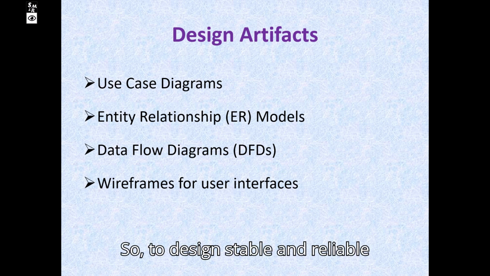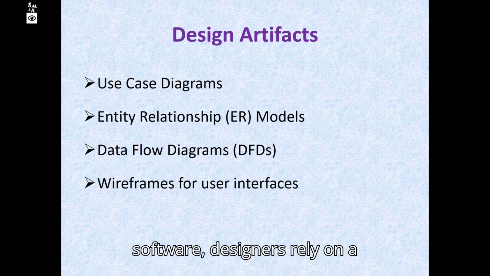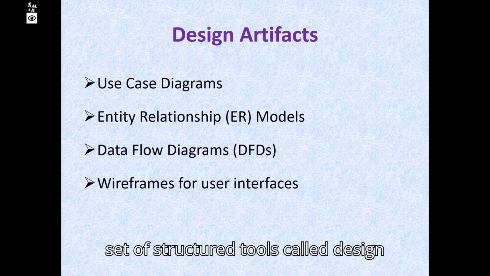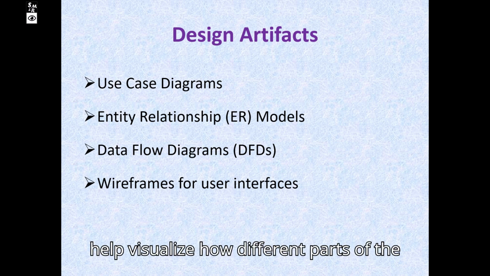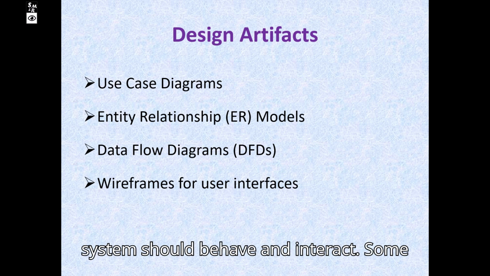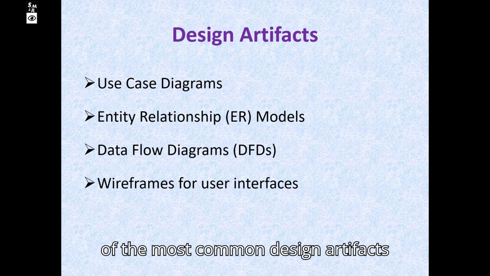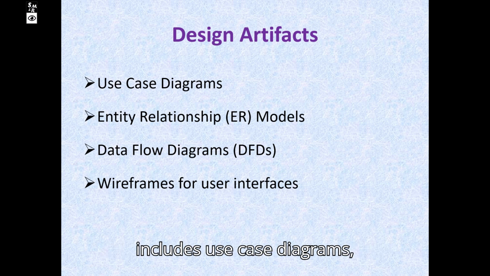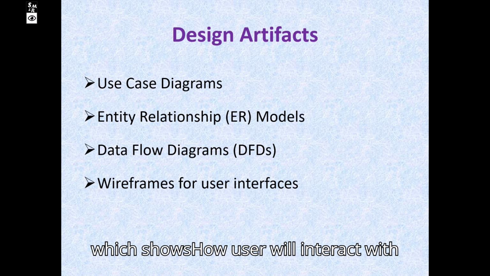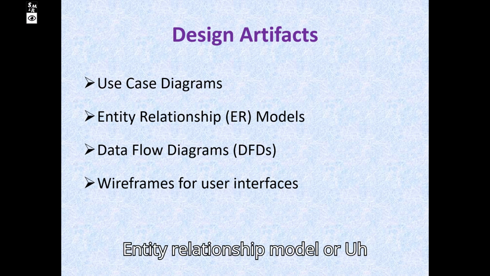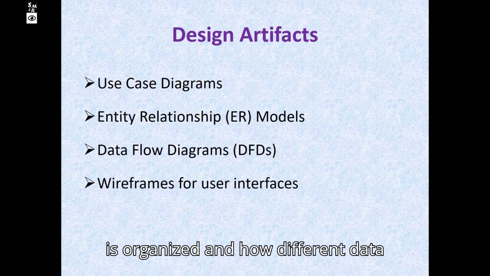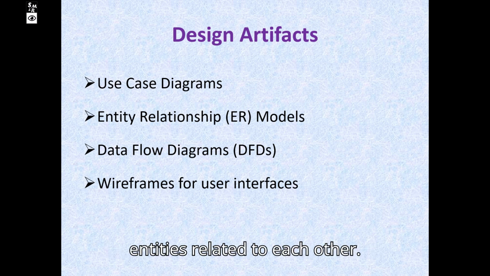So, to design stable and reliable software, designers rely on a set of structured tools called design artifacts. These artifacts help visualize how different parts of the system should behave and interact. Some of the most common design artifacts include use case diagrams, which show how users will interact with the system and what functions they need. Entity relationship models or ER models, which define how data is organized and how different data entities relate to each other.